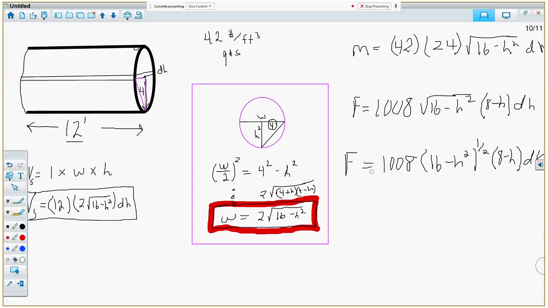All right, so I've got to take this. I'm not worried about the 1008 because that's going to come outside. So I've got to distribute this guy with these two guys. So 8 times blah, blah, blah minus h times blah, blah, blah. Or you can leave it with the radical if you want to, but you're going to get a mess. Can you not square the 16 in the h? This is 4 plus h, 4 minus h.